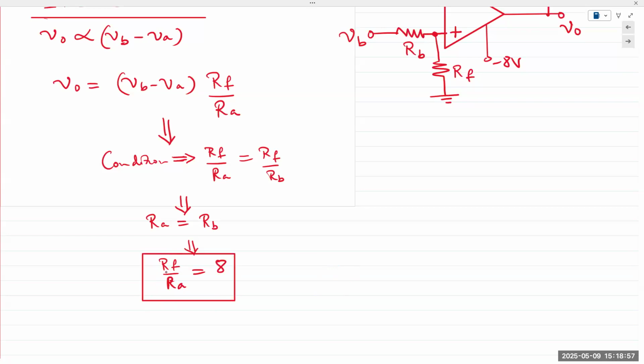So theoretically speaking, we could just take 1K and 8K. Obviously, in real life, we would not get an exact 8K resistor. We can have 1K resistors. You can take a bunch of 1K resistors and put them in series. You can take 2 kilo ohm resistors, put them in series, and obtain an 8 kilo ohm. Or there are other resistors such as 10K, 1.2K, 1.5K, 12K. We can use any combination of those resistors to obtain a ratio of 8.